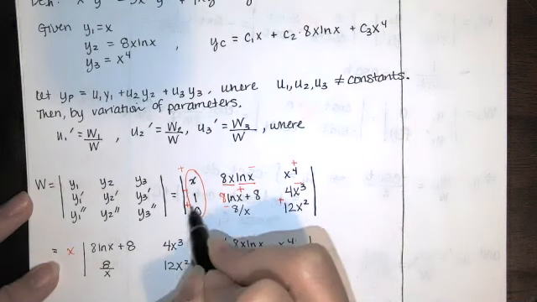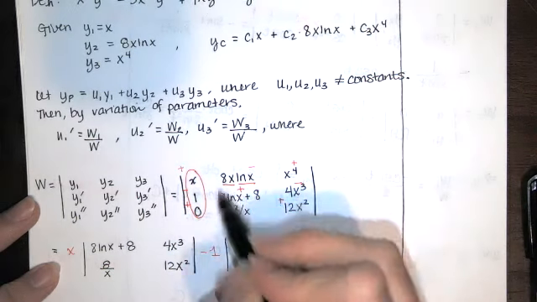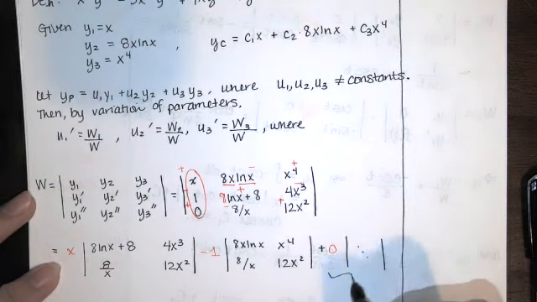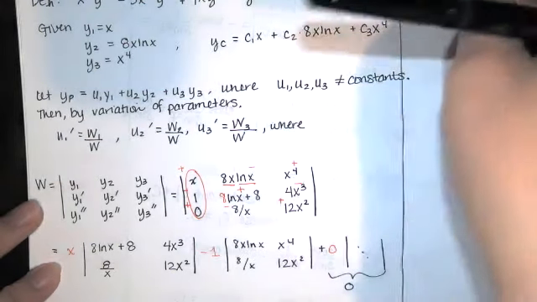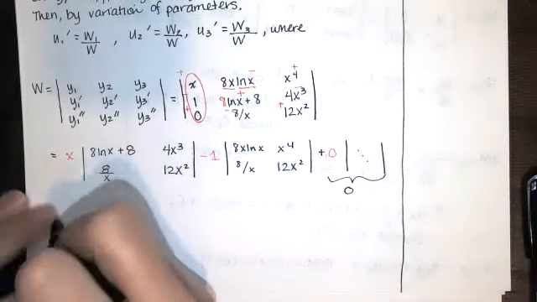And then on the last one, we're adding 0 times, cross out that row and that column, a 2 by 2 determinant. It doesn't really matter what it is because we're multiplying it by 0, so the product will be 0. Okay, so that's our Wronskian. Now we just need to evaluate this.